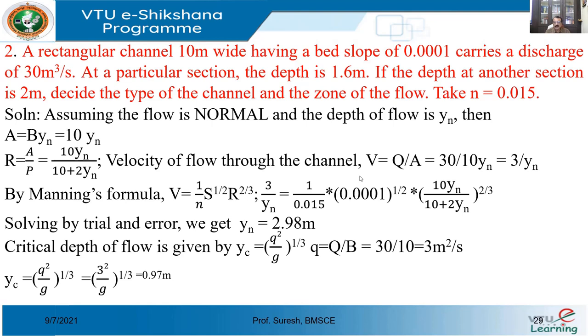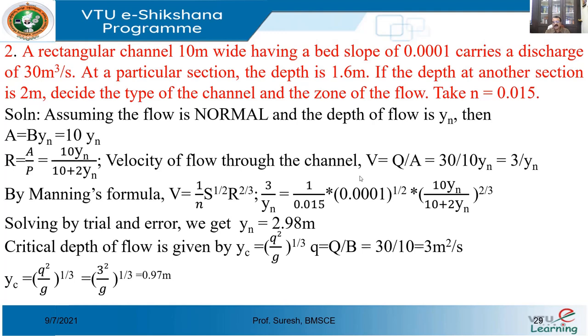That is equal to, the value of n given in the problem is 0.015 on the right-hand side. So, 1 over 0.015 into the bed slope, 0.301 raised to half, into R1. R1 is 10 Yn divided by 10 plus 2 Yn, whole thing raised to 2 thirds. Now, if you look at this equation, the only unknown is Yn. Solve this equation for Yn. By trial and error, you are going to get the value of Yn equal to 2.98 meter.